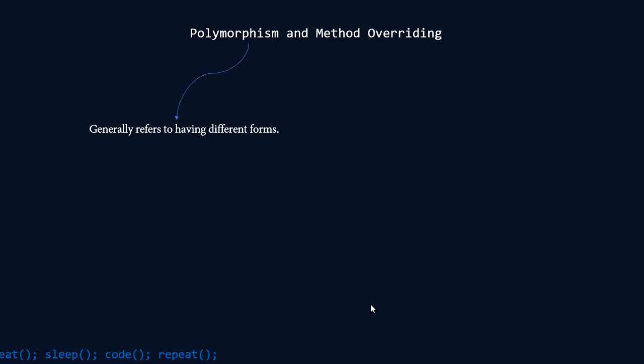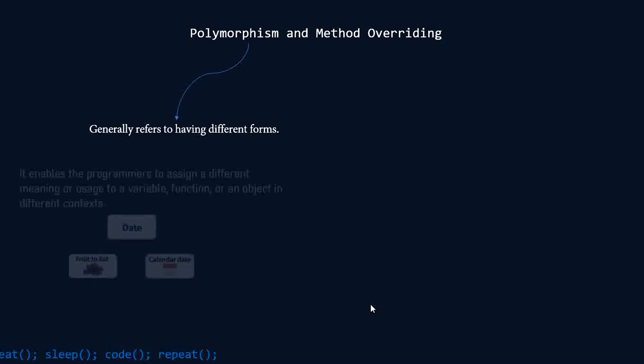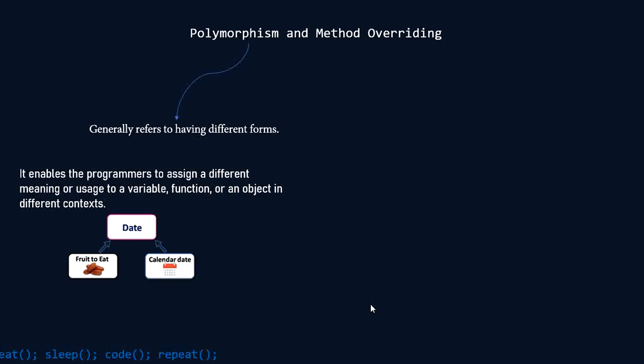Yes, you have plus as an operator which is adding integers. Also you have plus as an operator which is merging two strings, which is concatenating two strings. So this is polymorphism. The plus operator has two forms, one which adds integers and one which concatenates two strings. Yes, so this is nothing but polymorphism. One more example which I have taken is date. The date can be a fruit that you eat and also a calendar that you see.